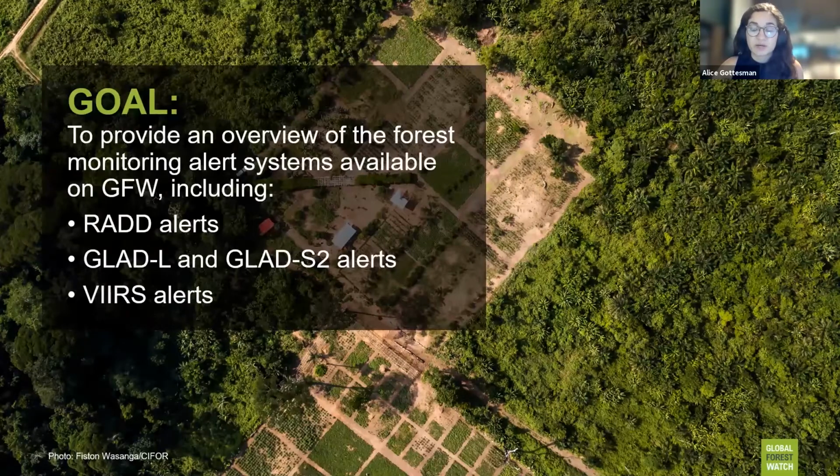The goal of today's webinar is to provide an overview of forest monitoring alert systems available in Global Forest Watch. And this includes what they measure as well as how they can be used. The alert systems that we'll talk about include radar for detecting deforestation alerts or RADD alerts, GLAD alert systems, and VIIRS active fire alerts. And as stated earlier, another webinar is being planned for the summer to focus on how you can then access and investigate these alert systems using Global Forest Watch.